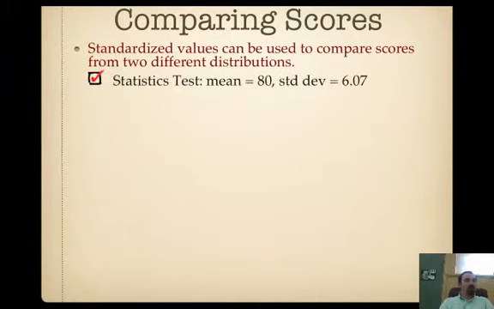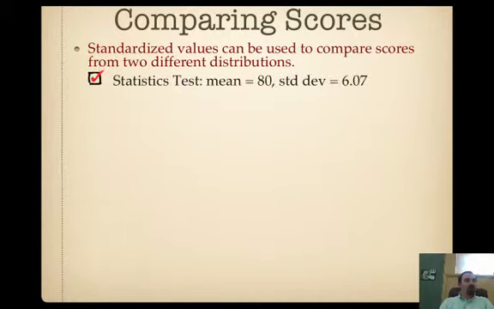Okay, in chem, her score is an 82. And now the mean was 76, the standard deviation was 4. So when we compute a z-score here, we get a z-score of 1.5. So relative to everybody else in the class, she actually did better on the chemistry test than on the stat test, even though her score is less on the chemistry test than the stat test.